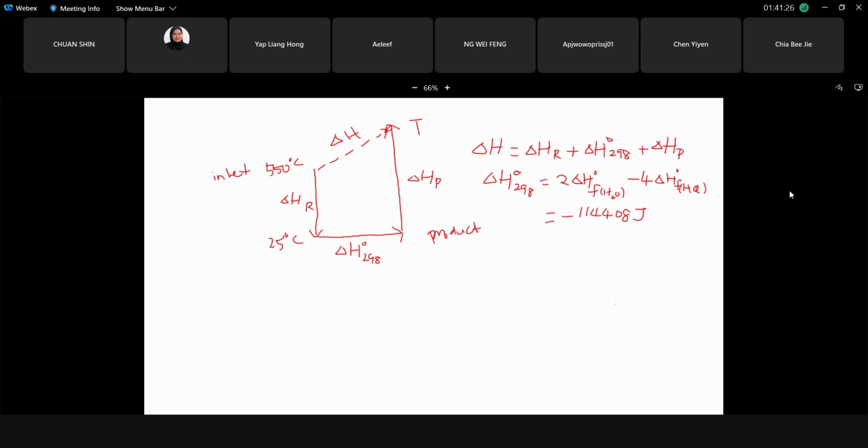So this you have to times 0.75, which is negative 85,806 joule. Okay, so that is the standard heat of reaction. Next, you calculate the delta HR.